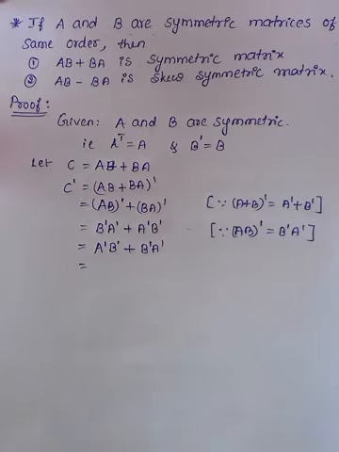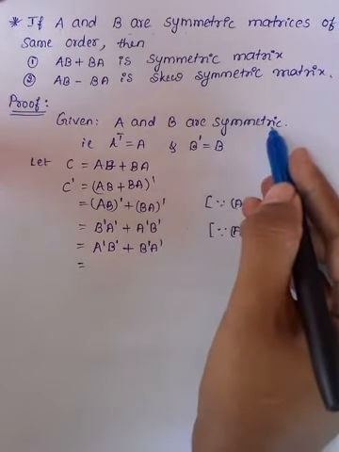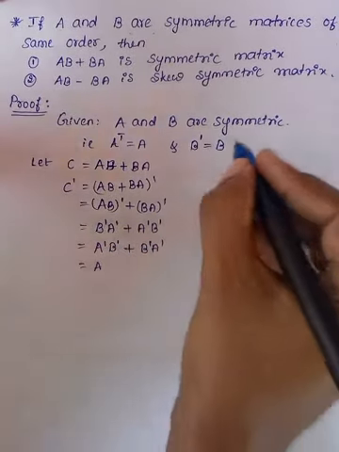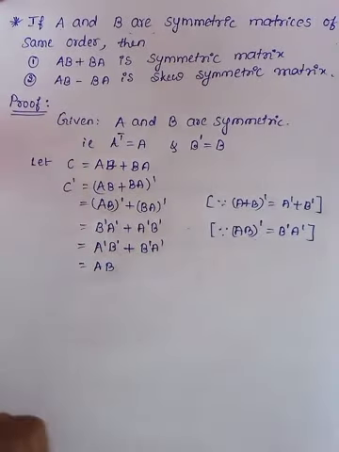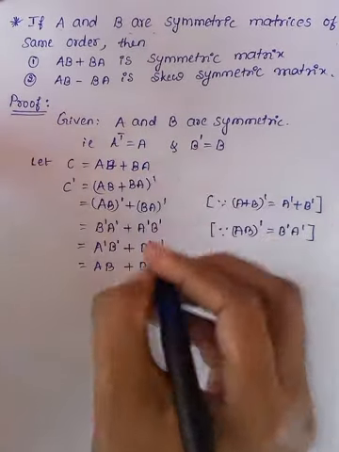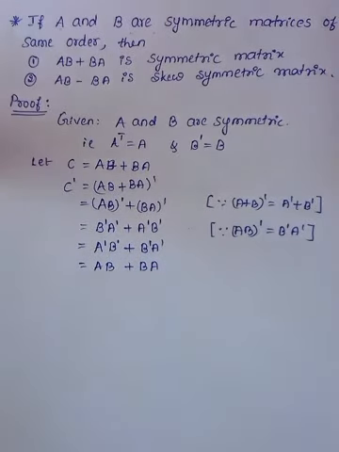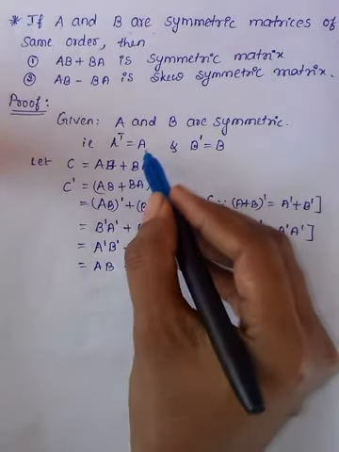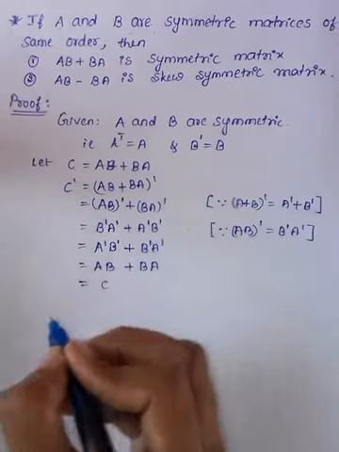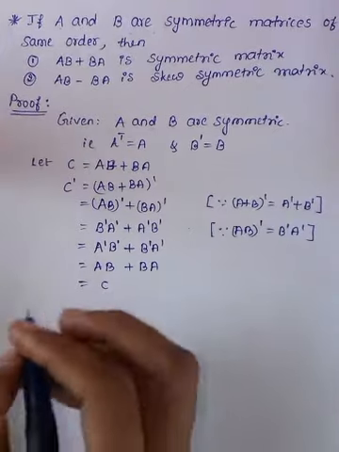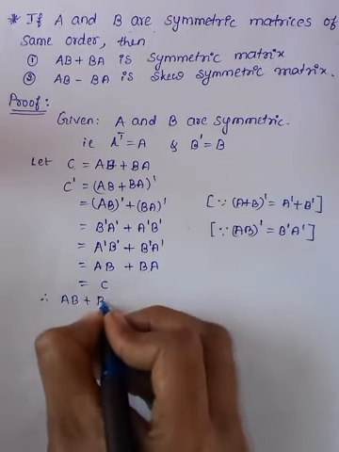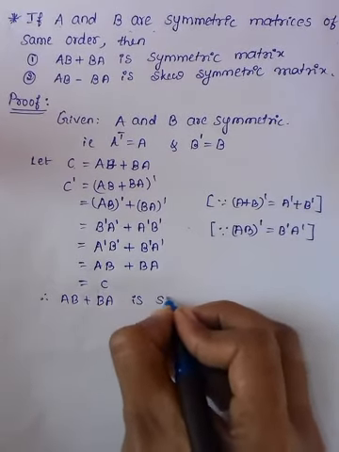Which is equal to, since A and B are symmetric, A transpose equals A and B transpose equals B, so AB plus BA, which is the same as our C. C transpose equals C. Therefore, AB plus BA is a symmetric matrix.